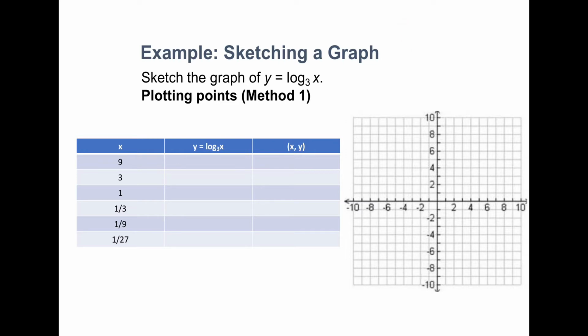If I were to find the y equal to the log base 3 of 9, what I'm looking for is what power of 3 would result in a 9. In other words, 3 to what power gives me 9 as an outcome? And the answer there is 2. So the y outcome for this is 2.